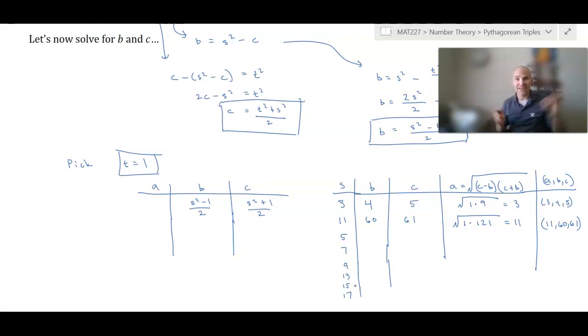The question that we might still have is, how do we generate Pythagorean triples if we don't necessarily want to be limited to just primitives? Well, that's for another video.